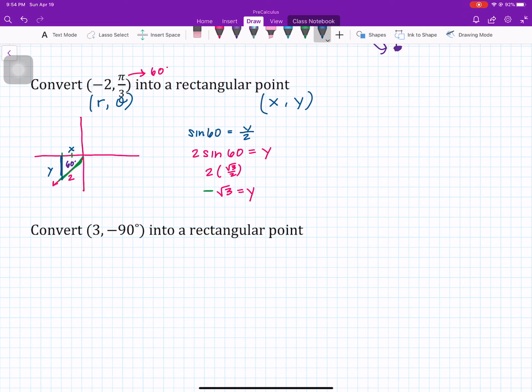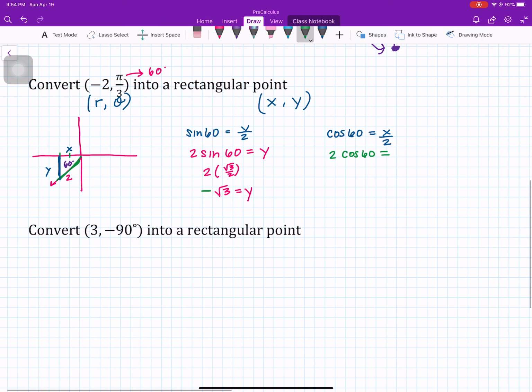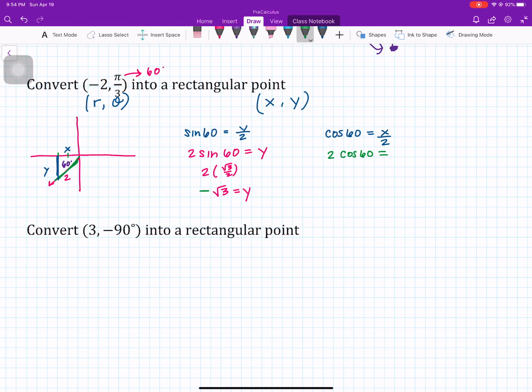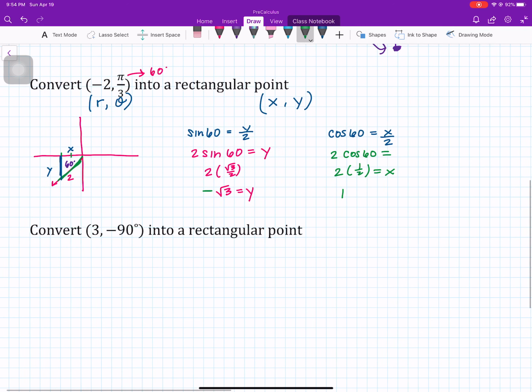So if I have my x, I would say the cosine of 60 equals x over 2. And then I would multiply both sides by 2. And we all know that the cosine of 60 is a half. So we have 2 times a half. And you could punch this in your calculator. Now, so my rectangular coordinate point would be -1.